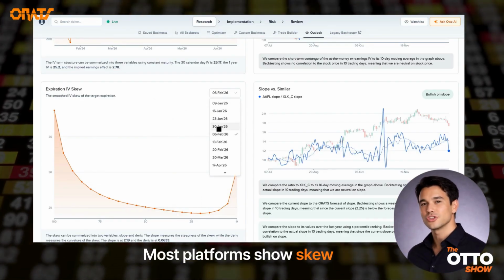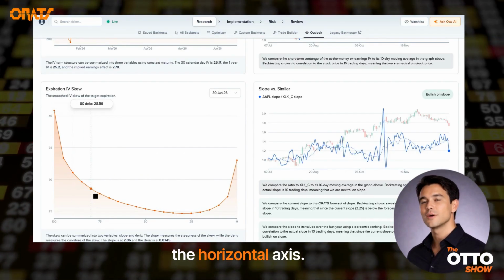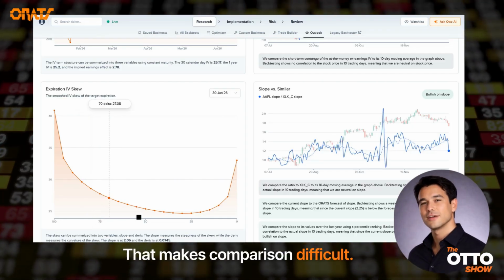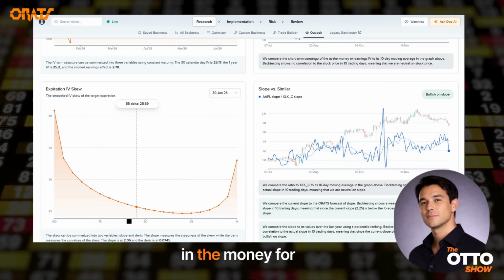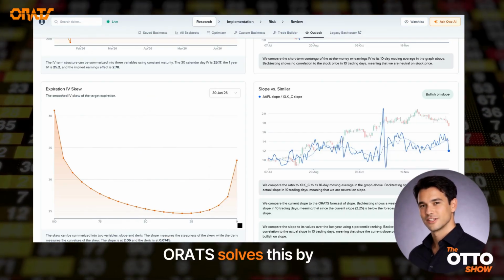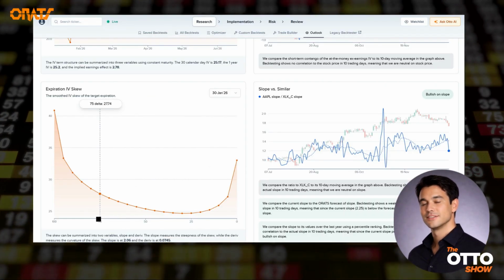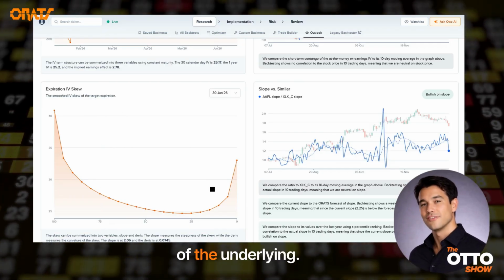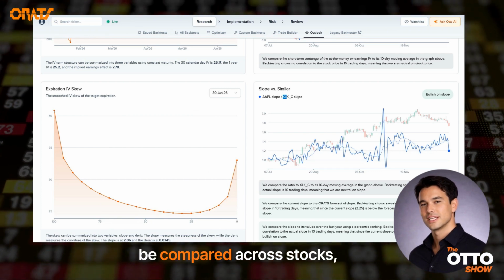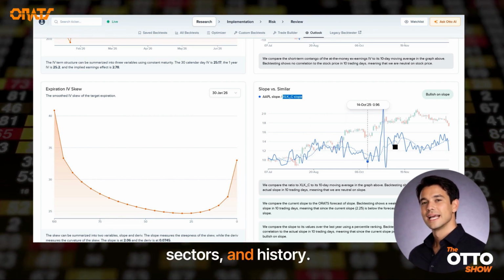Most platforms show skew using strike price on the horizontal axis. That makes comparison difficult. A $100 strike is at the money for one stock and deep in the money for another. ORATS solves this by using delta instead of price. A 25 delta put represents similar downside exposure regardless of the underlying. This allows skew to be compared across stocks, sectors, and history.